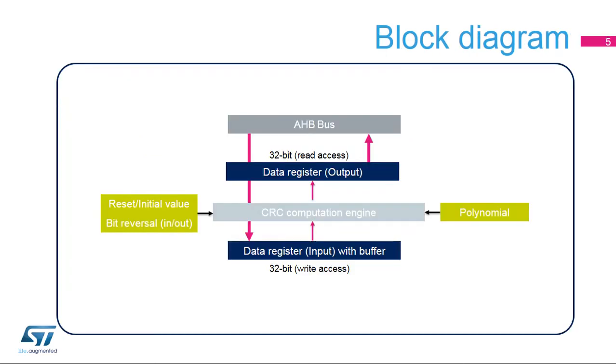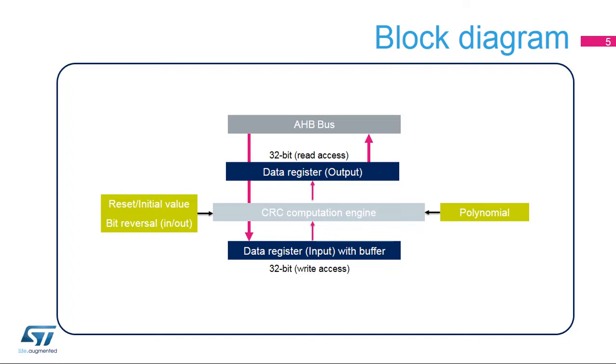The CRC peripheral is connected to the AHB bus interface for optimal performance. It contains a single 32-bit register, which is used for both writing and reading by either the CPU or DMA peripheral. The initial value, input-output bit reversal, and polynomial coefficients are configured by the software during the initialization phase before starting a new CRC calculation.